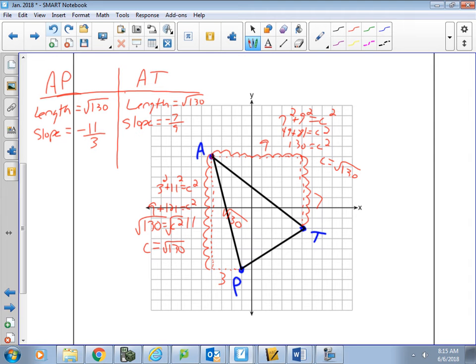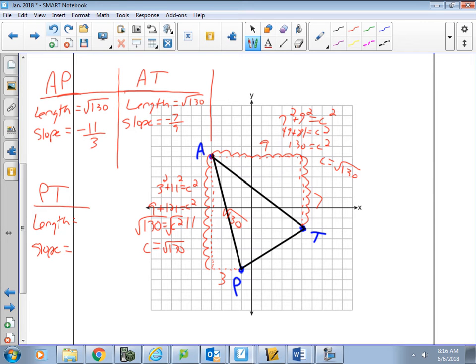All right, negative 7 over 9 is going to be my slope. Now, let's find the length of the other side here. The length of the other side, that's going to be PT. We've done enough to prove it's an isosceles triangle because the lengths are the same. But let's just find PT, and that's maybe going to help us in the next part. So we have the length and the slope.